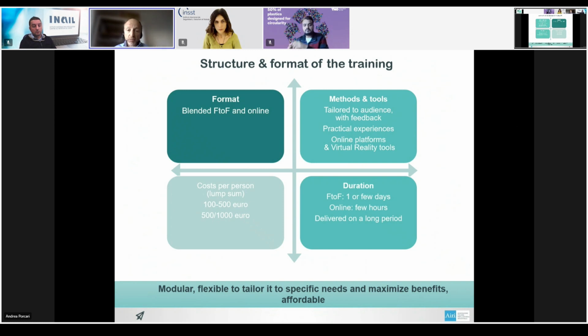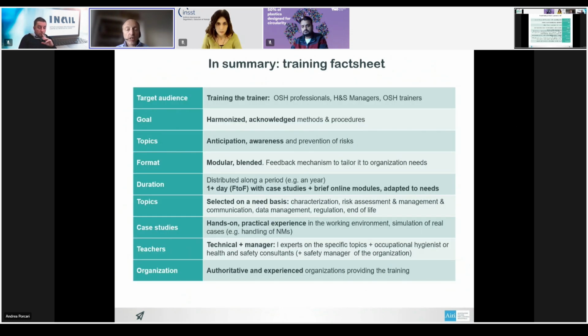And when we are using online platforms, the use of emerging tools like virtual reality could be a good option. We asked some indicative information about the costs per person of a training. A lump sum for a single person, 100 to 500 euro, was the option more selected, followed by 500 to 1,000 euro, maybe for little groups of people. Duration for face-to-face, at least one day, maybe more, online just a few hours, maybe delivered over a longer period. So overall, we need modular, flexible elements to tailor them to the specific needs and maximize the benefits, and of course, affordable.